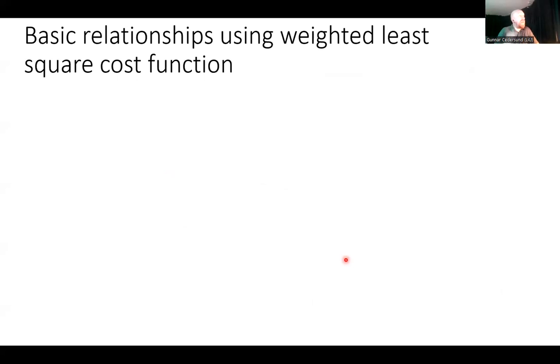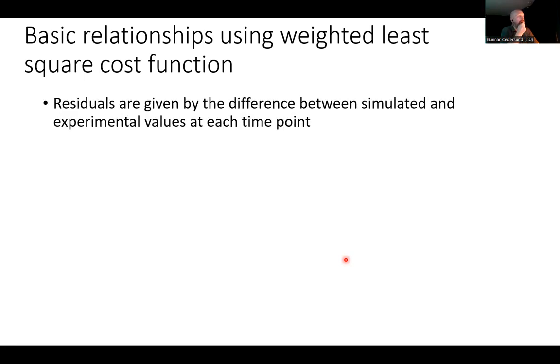Okay, so the standard way of estimating the parameters is to use the weighted least square cost function. You have probably encountered this in previous courses, but we'll go through it now, to have this as a basis. So the primary atom, so to say, of formulating this cost function is to look at something called the residuals, which is the difference between the simulated and the experimental value at each time point.